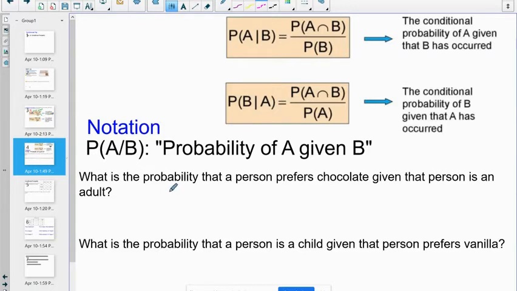So now we are going to be taking it out of this notation, or this word problem, and putting it into the notation that we saw up here. So now, what is the probability that a person prefers chocolate given that a person is an adult? So chocolate will be our A.